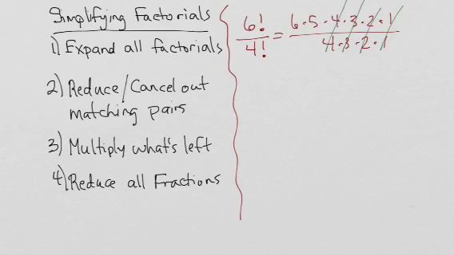Step 3. Multiply out what's left. So in my numerator, I just got 6 times 5, 30. My denominator, there's nothing left, so it's a 1. All those really canceled out numbers are 1s. And then reduce. There's my answer, 30.